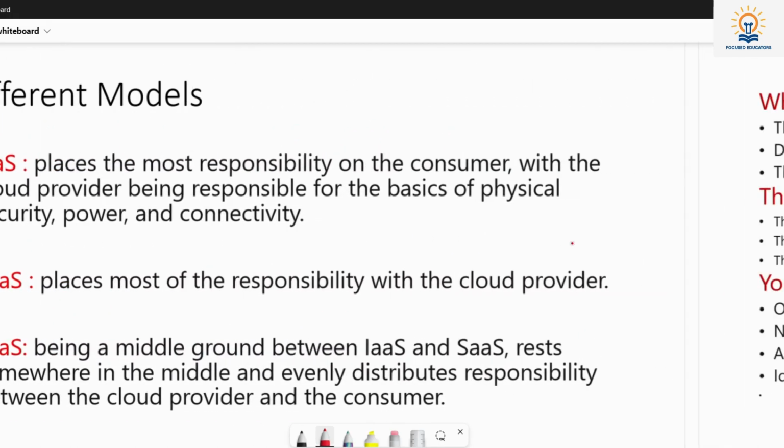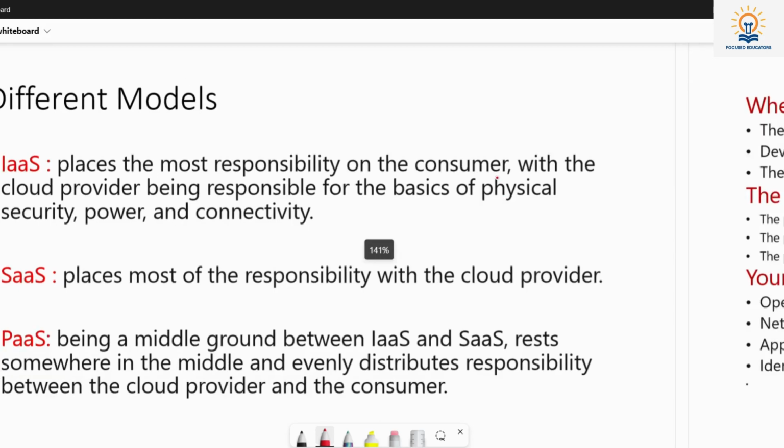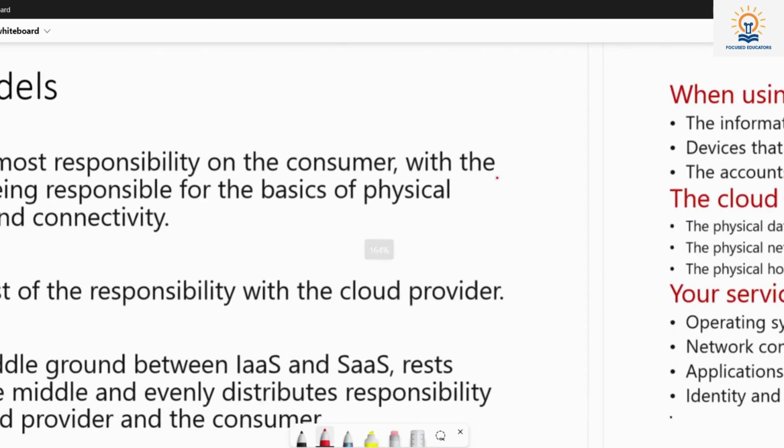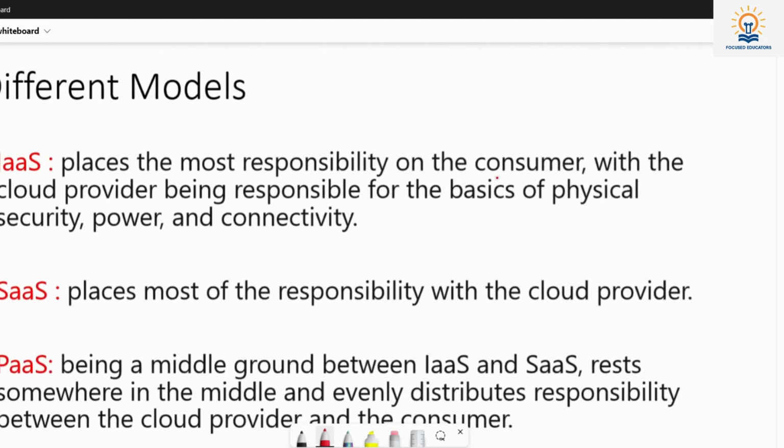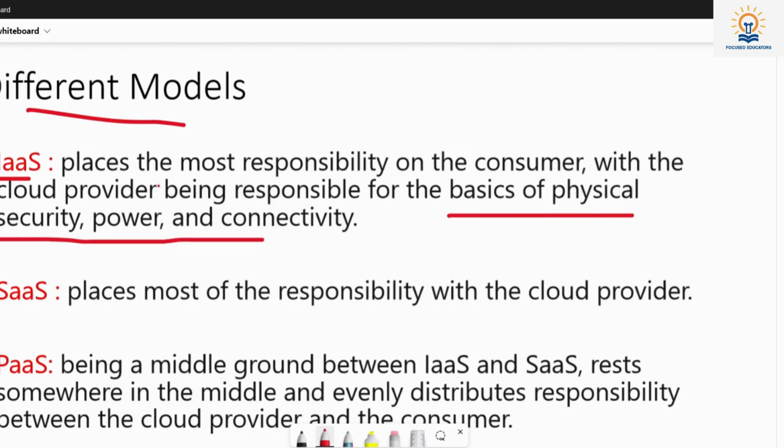Okay, I have mentioned over here what these three models are. I have prepared three slides for these different models. Okay, IaaS. So check here. You can see in infrastructure as a service, only the basics of physical security, power, and connectivity, for these things the service provider, that is in our case Azure, will be responsible. Okay, all other things should be taken care of by the customer company, which are implemented using the services provided by Microsoft.